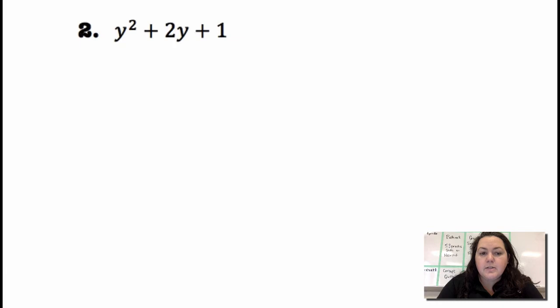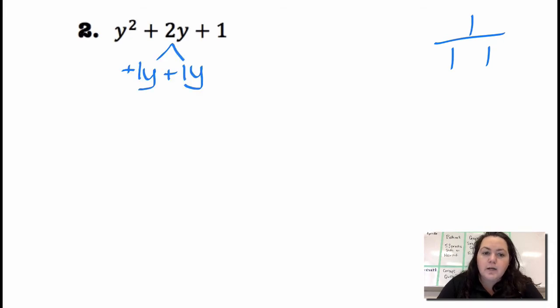All right, number 2, y squared plus 2y plus 1. I'm going to multiply the first term times the last term. 1 times 1 is 1, and the only way to make 1 is 1 times 1. So I'm going to break apart 2y into 1y plus 1y, and I'm going to bring everything else down. Now I have 4 terms. I can group and factor.